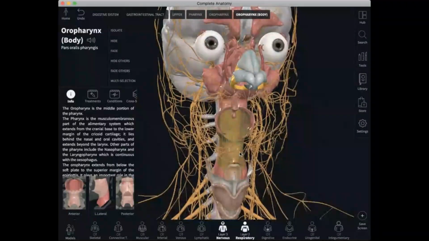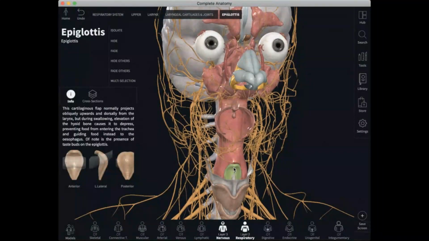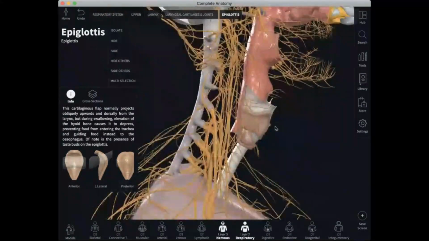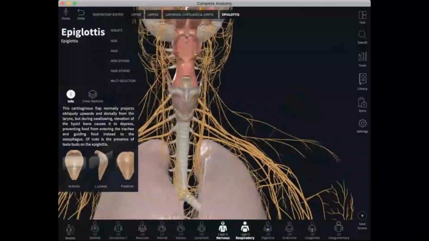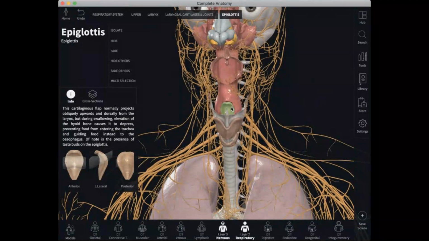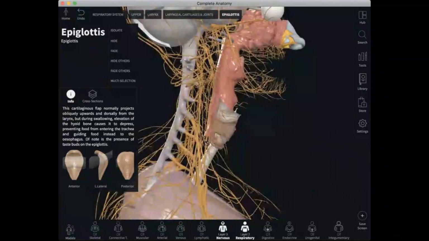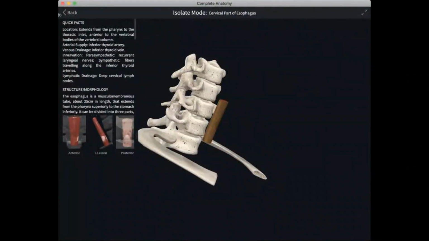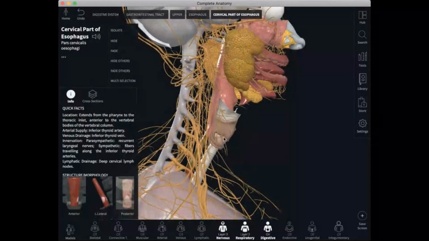Imagine this is an important junction. Whenever you swallow food, the epiglottis should close the respiratory passage and allow the food to pass through the esophagus. You will stop breathing during this. This epiglottis will close the respiratory passage and allow the food to pass into the esophagus. This is the esophagus.